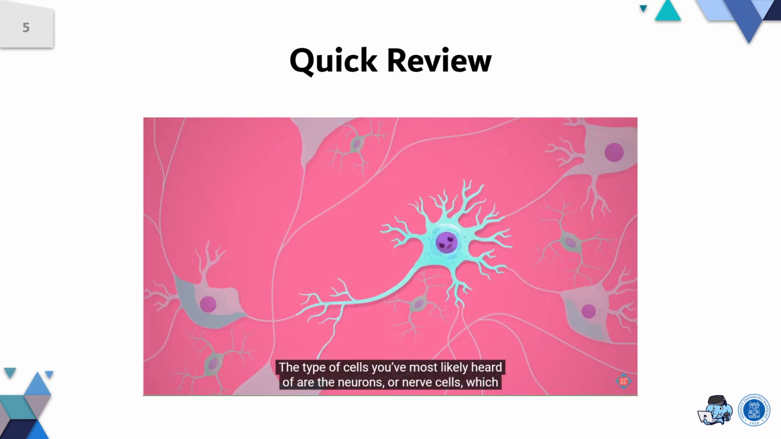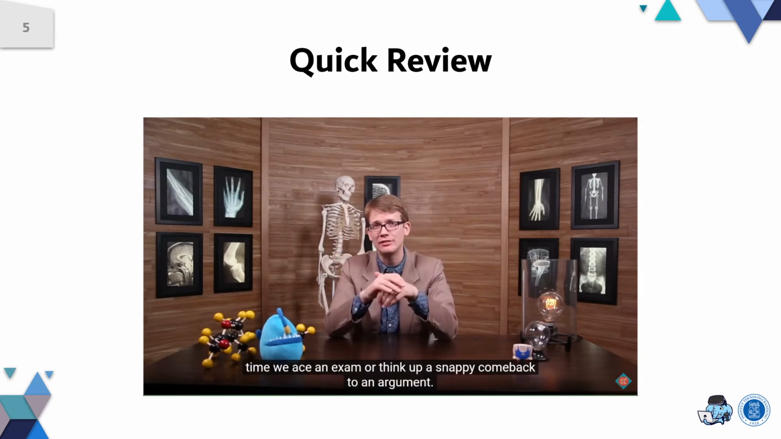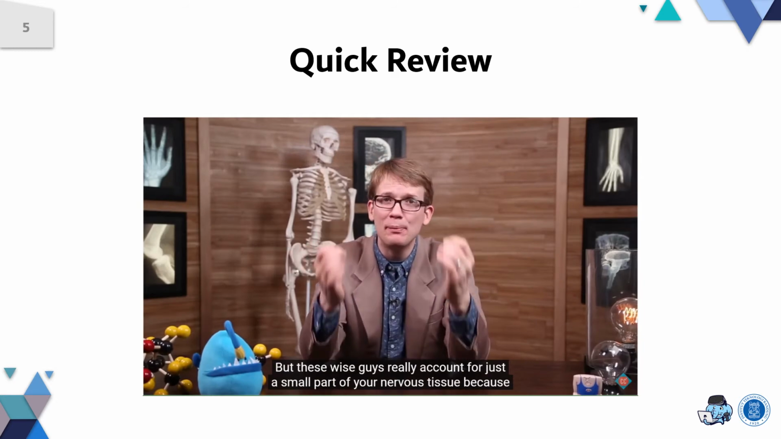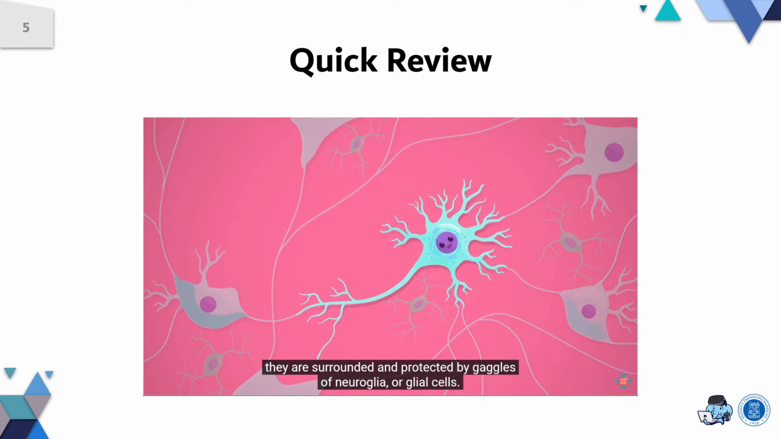The type of cells you most likely heard of are the neurons, or nerve cells, which respond to stimuli and transmit signals. These cells get all the publicity. They're the ones we're always thanking every time we ace an exam or think up a snappy comeback to an argument. But these wise guys really account for just a small part of your nervous tissue because they are surrounded and protected by gaggles of neuroglia, or glial cells.